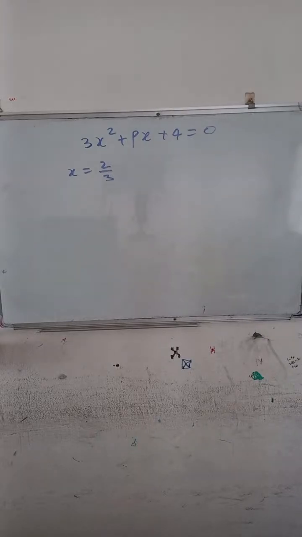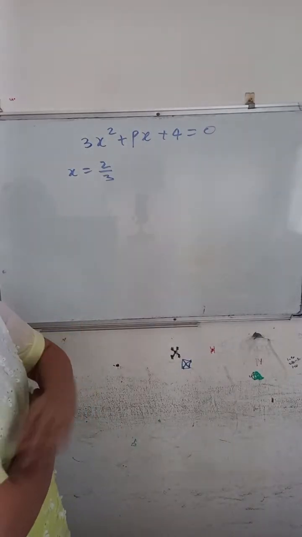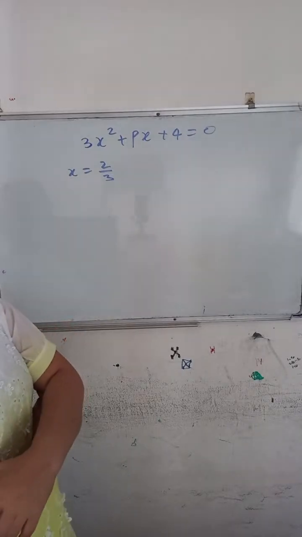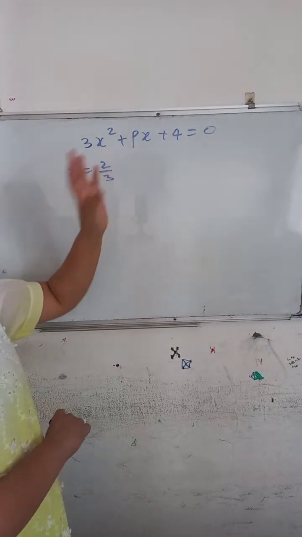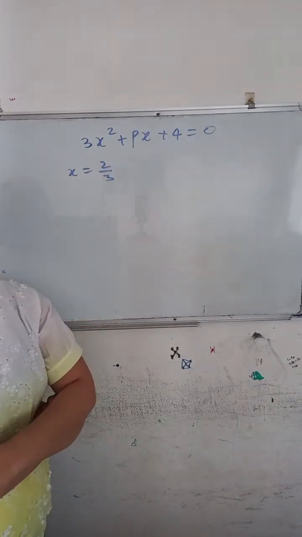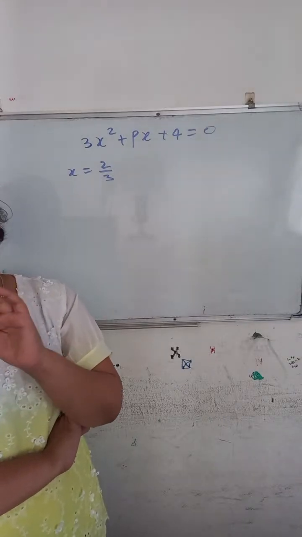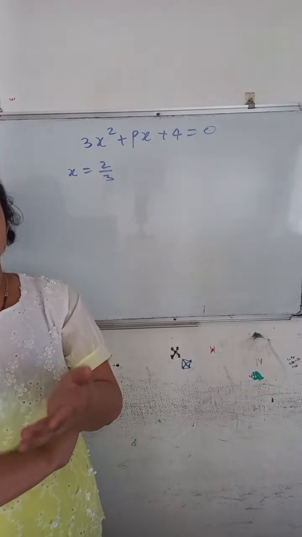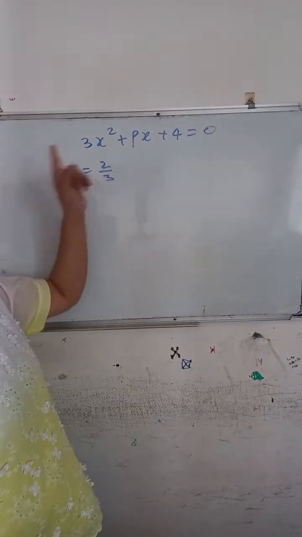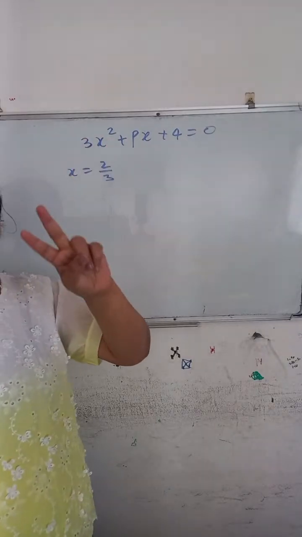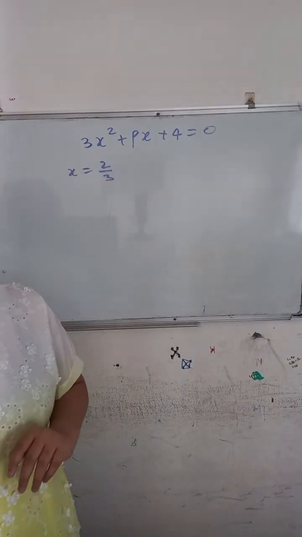Okay, so now look, they gave one of the roots as 2 by 3. So simply you have to put the value for x as 2 by 3 and then you will get the value for p. To calculate the value for p you will get 1.5 marks, and they are asking another zero. Another zero means another factor, because as this is a quadratic equation, it contains two roots. So one root is given, another root we have to find out over here.